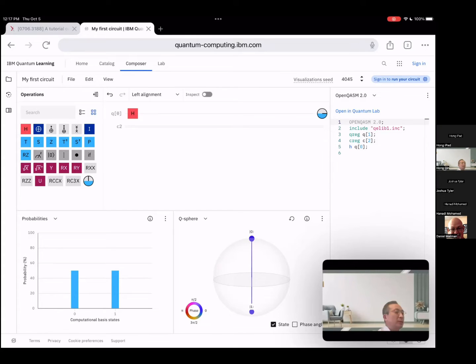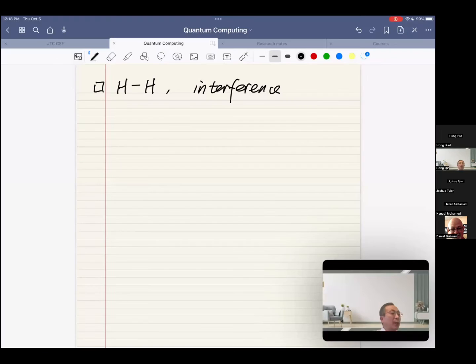So when I just apply the first Hadamard gate, we have a superposition. Now, if I apply the second Hadamard to the superposition, it goes back to just 0, 100% to the original state. So this is the example of interference. So this here is why that's the case.